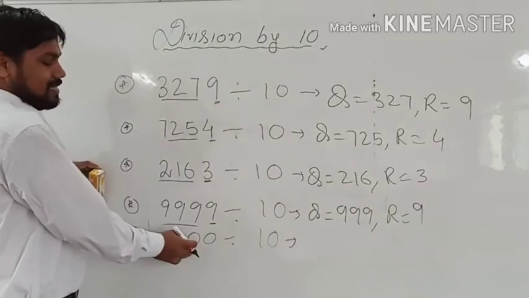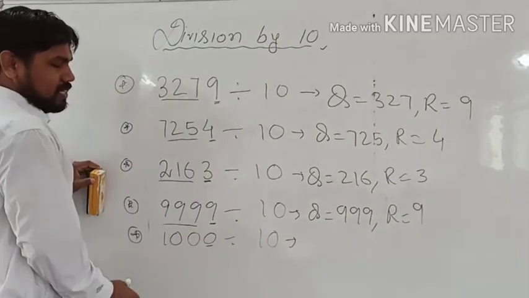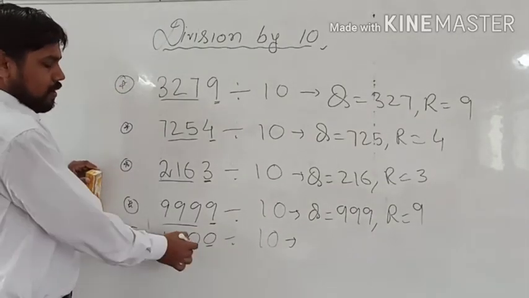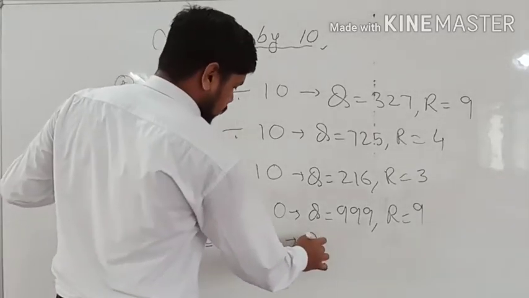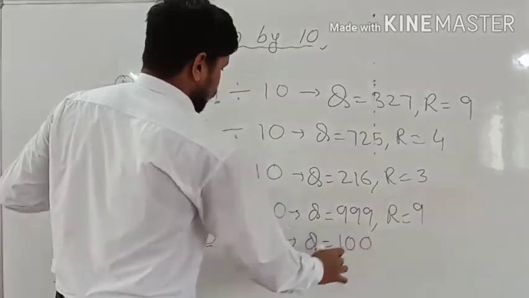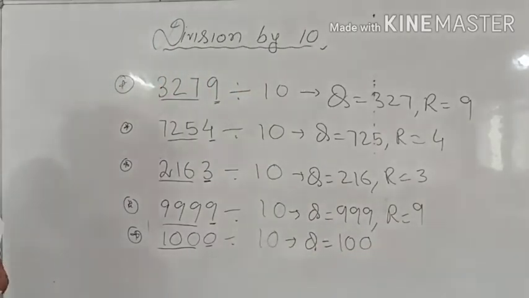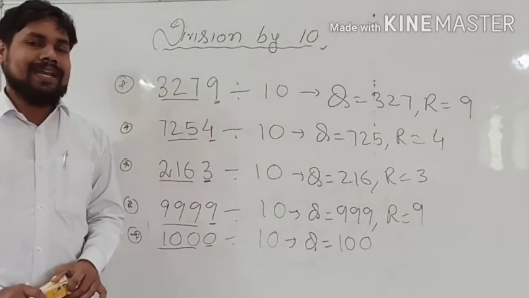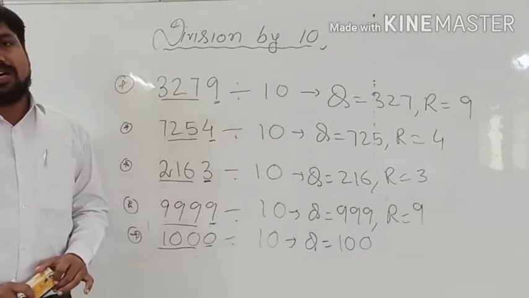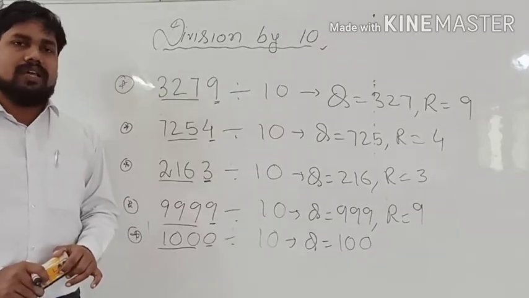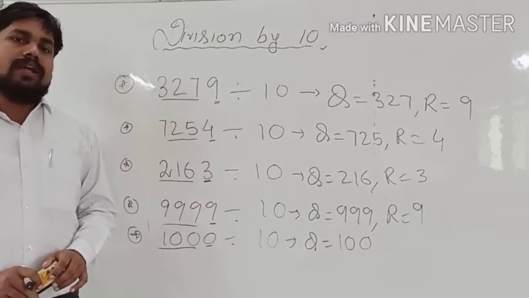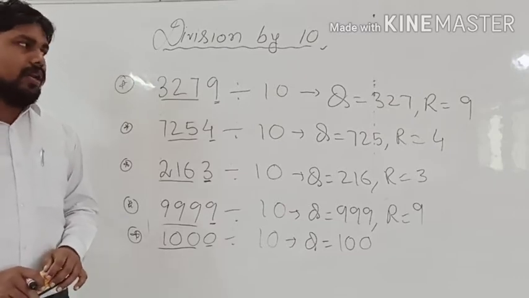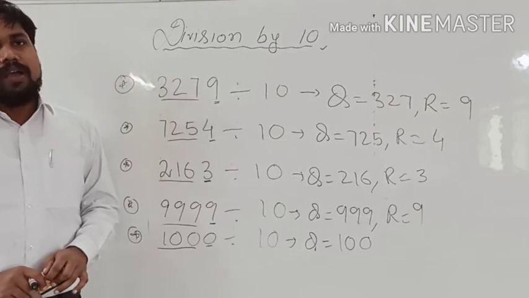So in this case you can see 0 is there. So the remainder will not be there and this 3-digit number will be the quotient. So quotient will be 100 only. So this is how you can divide any number by 10 without following the long process. You can directly tell what the quotient and the remainder are in case of dividing by 10.